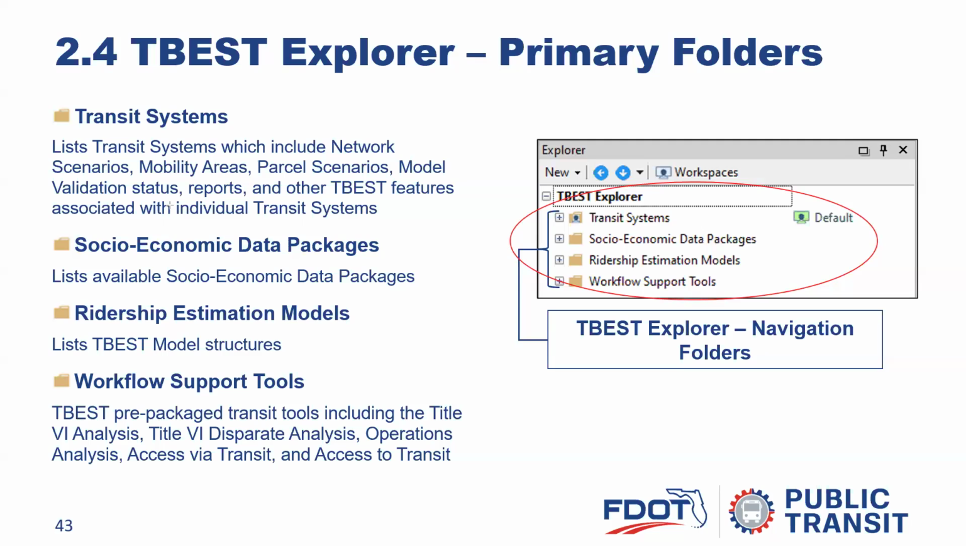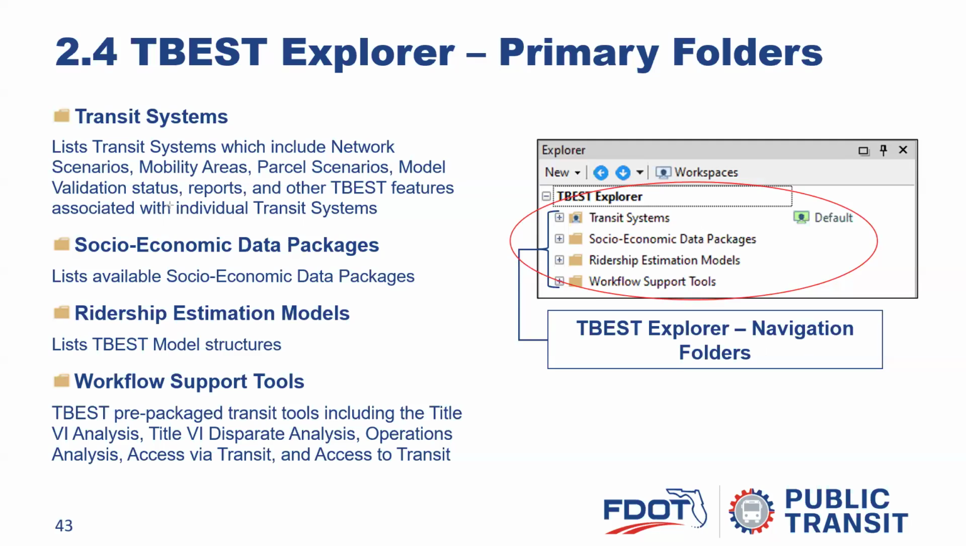So there's no limit on the number of transit systems that you can have in your transit systems folder. The socioeconomic data packages, we've been talking about those. This is where you store and manage those packages. There are tools related to them within the context menus. When you right click on the folder, you get different options for those packages. And you can have multiples, so it's not like you're limited to Florida. You can create a different socioeconomic data package for any area in the US.